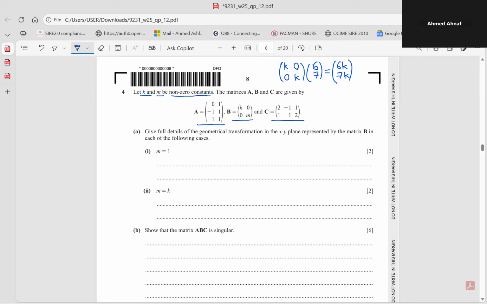Okay, and for the first part, we're told to give full details of the geometrical transformation in the xy plane represented by the matrix B in each of the following cases. So first case is where m is equal to 1. So essentially matrix B is (k, 0; 0, 1). Okay, so as you can see, these two elements in this diagonal are 0.